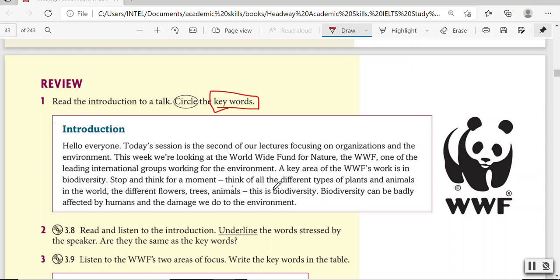Think of all the different types of plants and animals in the world.